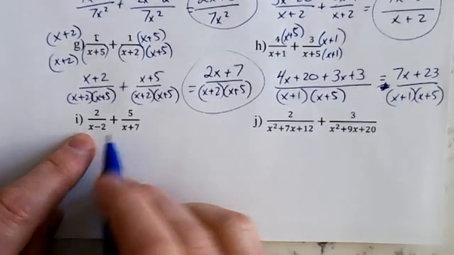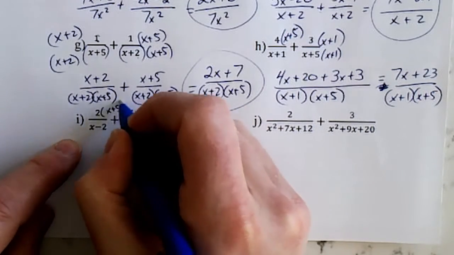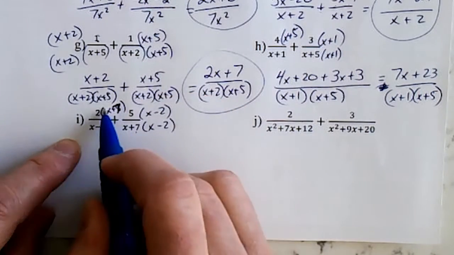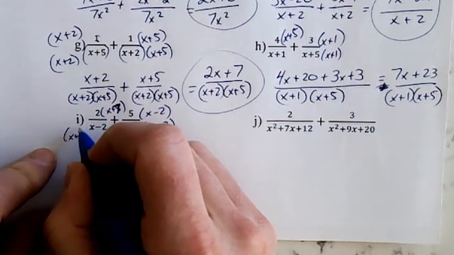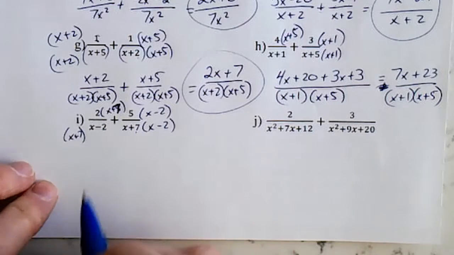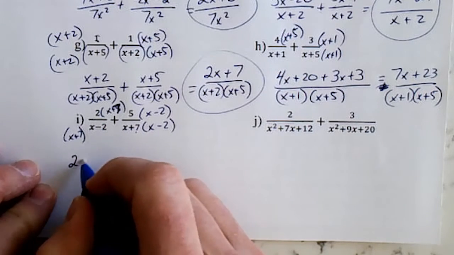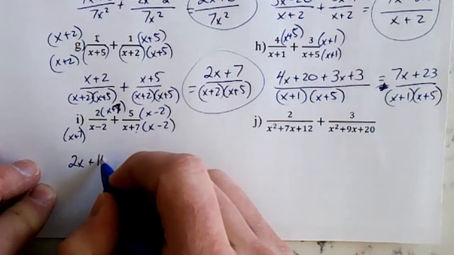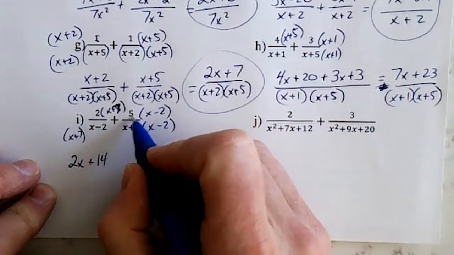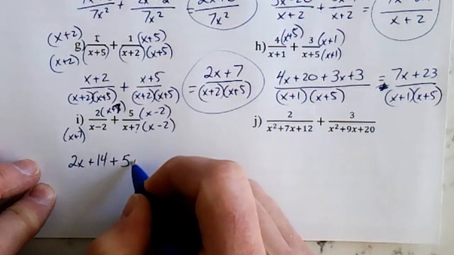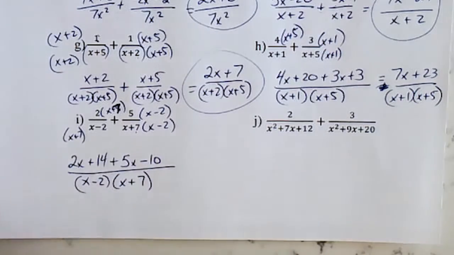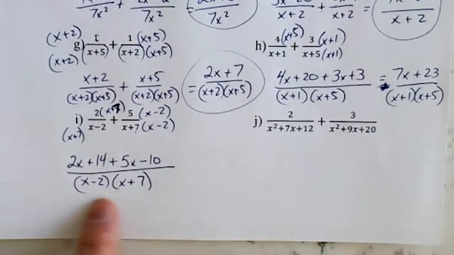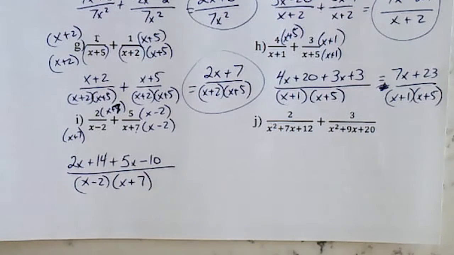Same thing here. So I take the 7 over here, the minus 2 on this side, and I have to expand. 2 times x, 2 times 7, 5 times x, 5 times minus 2. And again, I skipped a step, but I just put one big fraction with both binomials.